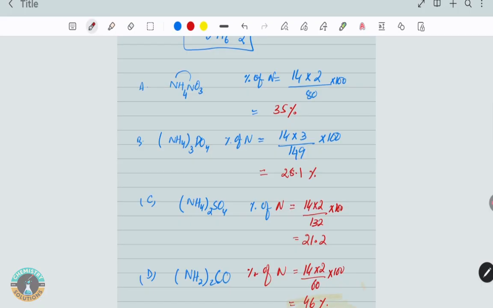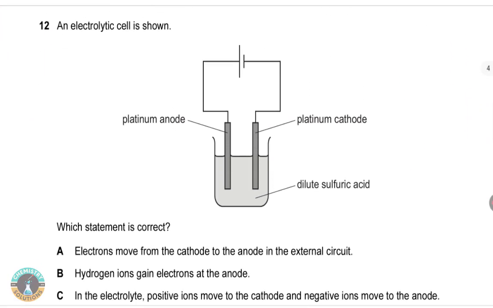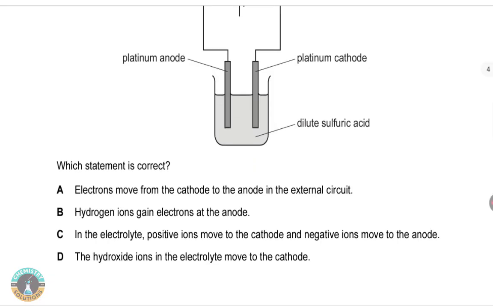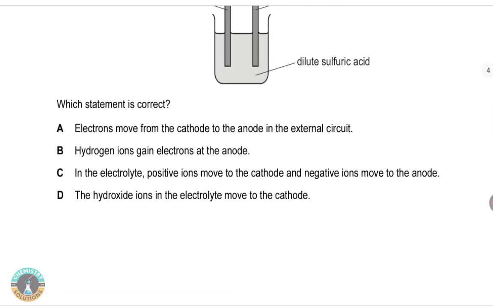So now come towards the next question. An electrolytic cell is shown: platinum anode, platinum cathode, dilute sulfuric acid. It means they have inert electrodes. So which statement is correct about it? Electrons move from cathode to anode. No, anode to cathode. This one is wrong. Hydrogen ions gain electrons, not lose electrons.